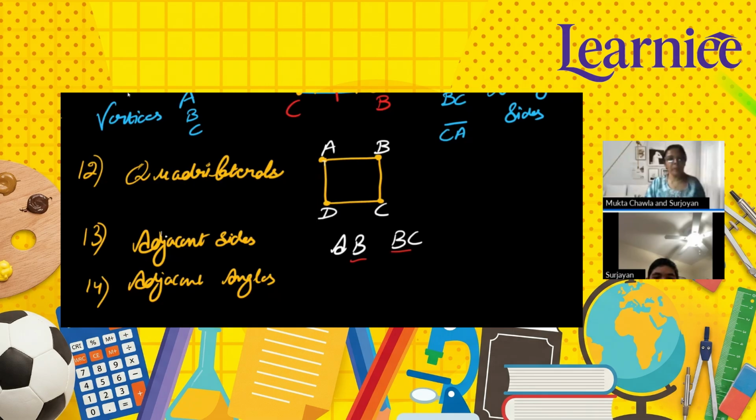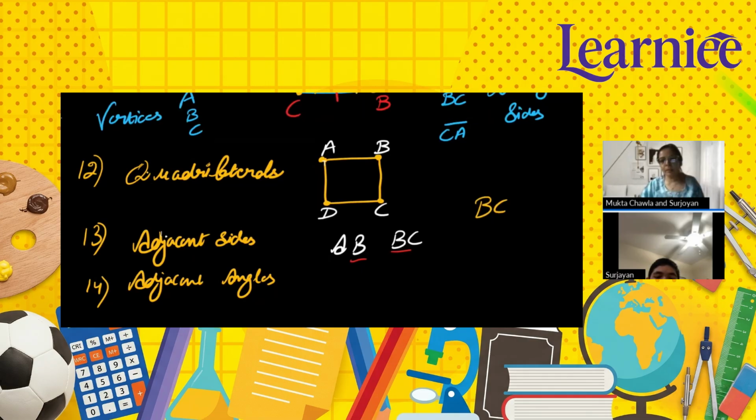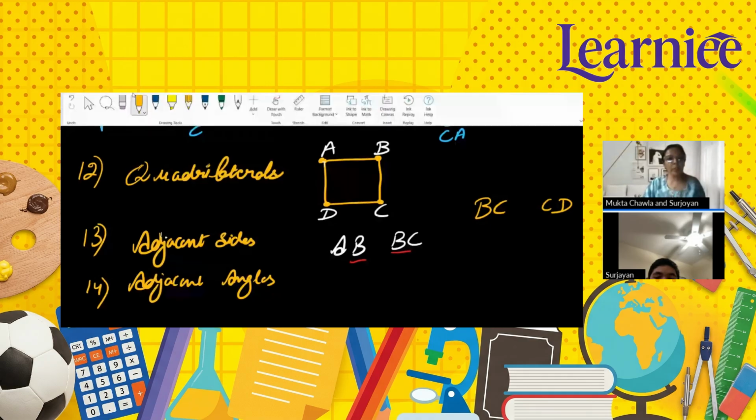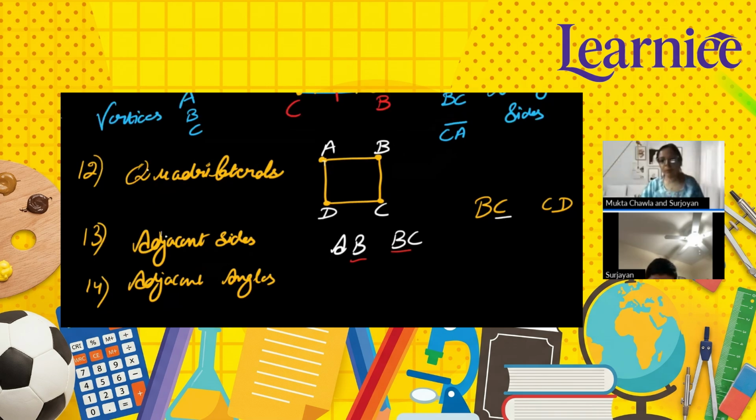Then you said BC and CD can also be adjacent to each other. Now, why are they adjacent? BC was already adjacent to AB, so how can BC be adjacent to CD? Because they are also having something in common, that is C. So whenever two sides have some common point, they are called adjacent sides, right? And what are adjacent angles?